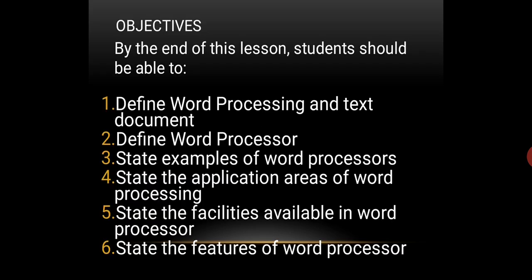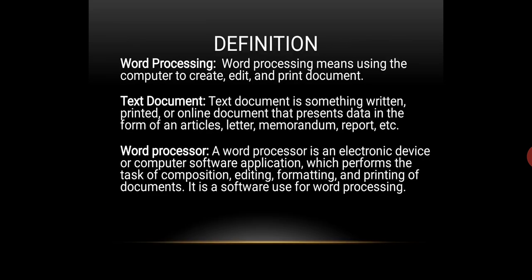Now, before we proceed, we have to look at some of the objectives we need to achieve in the course of this lesson. Number one, at the end of this lesson, students should be able to define word processing and text documents. Number two, define word processor. Number three, state examples of word processors. Number four, state the application areas of word processing. Number five, state the facilities available in word processor. Number six, state the features of word processor. So let's go straight to the definition.